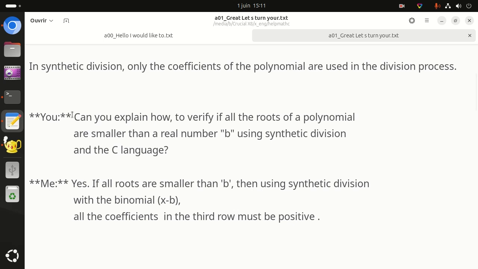Can you explain how to verify if all the roots of a polynomial are smaller than a real number b using synthetic division and the C language? Yes, if all roots are smaller than b, then using the synthetic division with the binomial x minus b, all the coefficients in the first row must be positive.